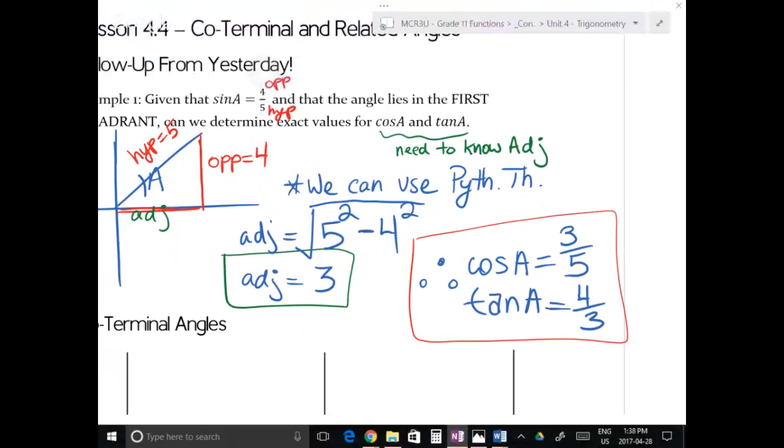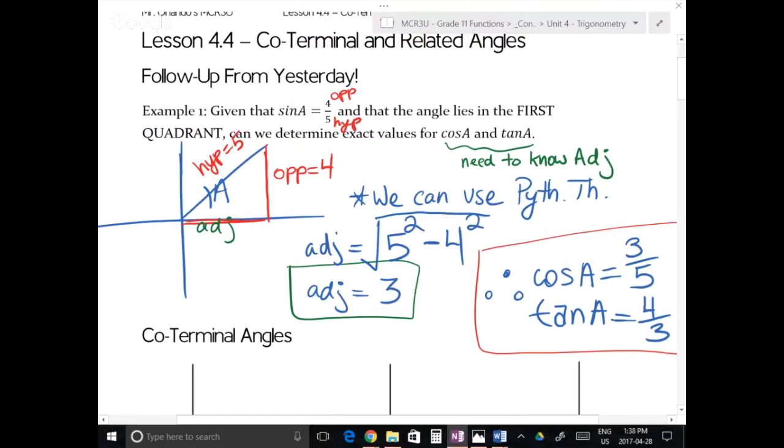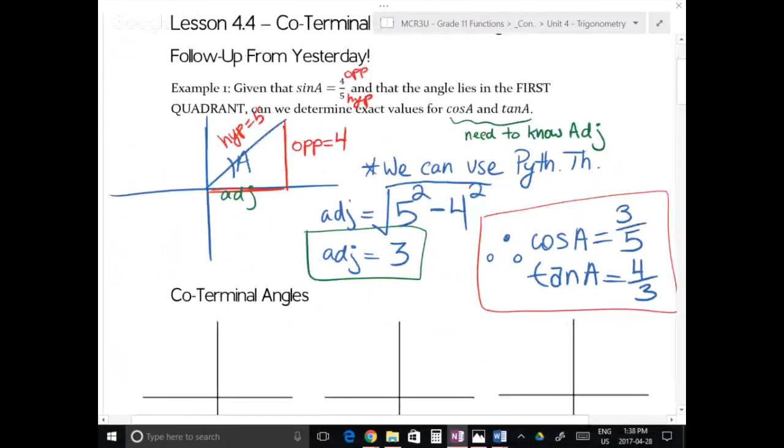I don't believe you. Okay, so this is a bit of an extension from yesterday, but it also dovetails into what we're going to talk about today, which is if I know the exact sine of an angle, I can always figure out the exact cosine and the exact tangent. Does that make sense? This is useful in construction.